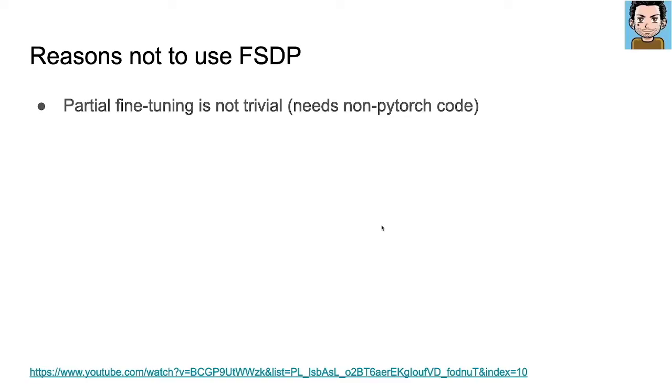The final reason not to use FSDP is that partial fine-tuning is non-trivial. PyTorch assumes that when you are using FSDP, you are either training the entire model or fine-tuning the entire model. If you want to freeze some layers and fine-tune the other layers, this is possible, but you will have to use some custom code to implement this feature.